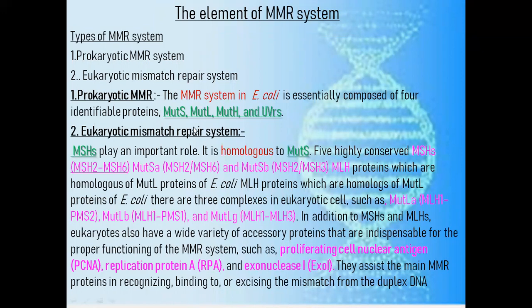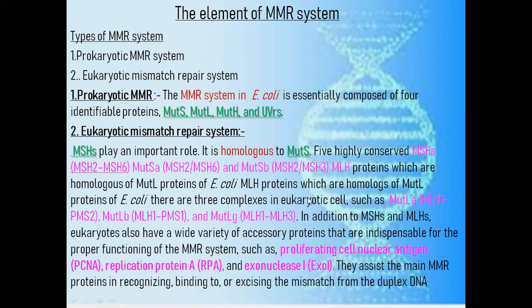Prokaryotic MMR system, it is seen only in E. coli, which is essentially composed of four identifiable proteins, that is MutS, MutL, MutH, and UvrD. And the second one is eukaryotic mismatch repair. MSH plays an important role. It is homologous to the MutS protein. Five highly conserved MSH proteins, MSH2 and MSH6, and MutSα is composed of MSH2 and MSH6, and MutSβ, which is composed of MSH2 and MSH3.